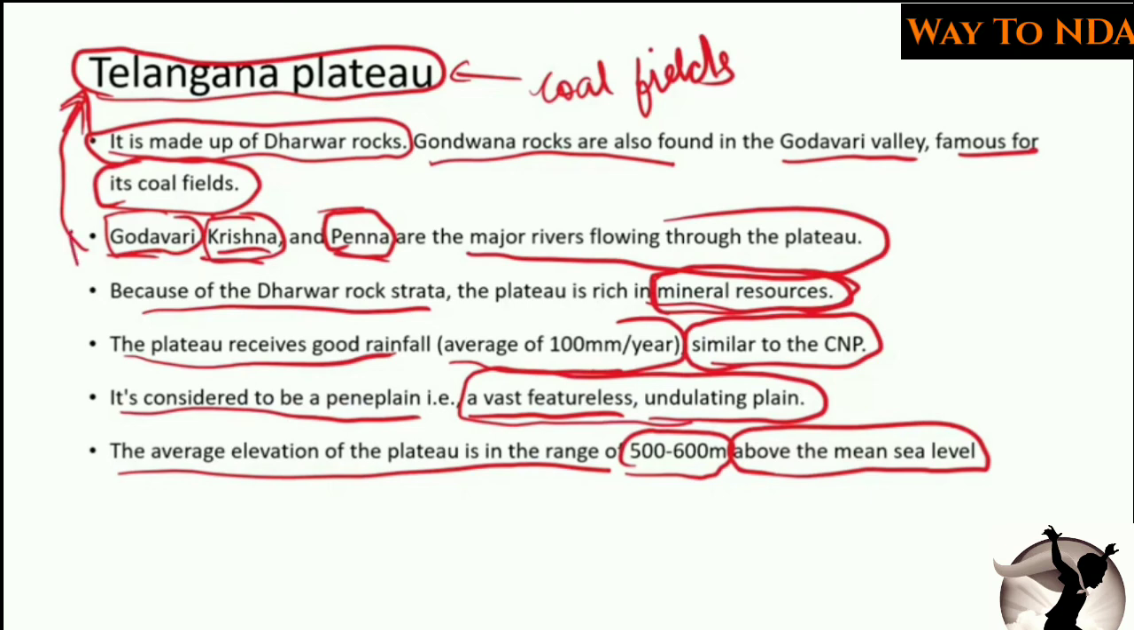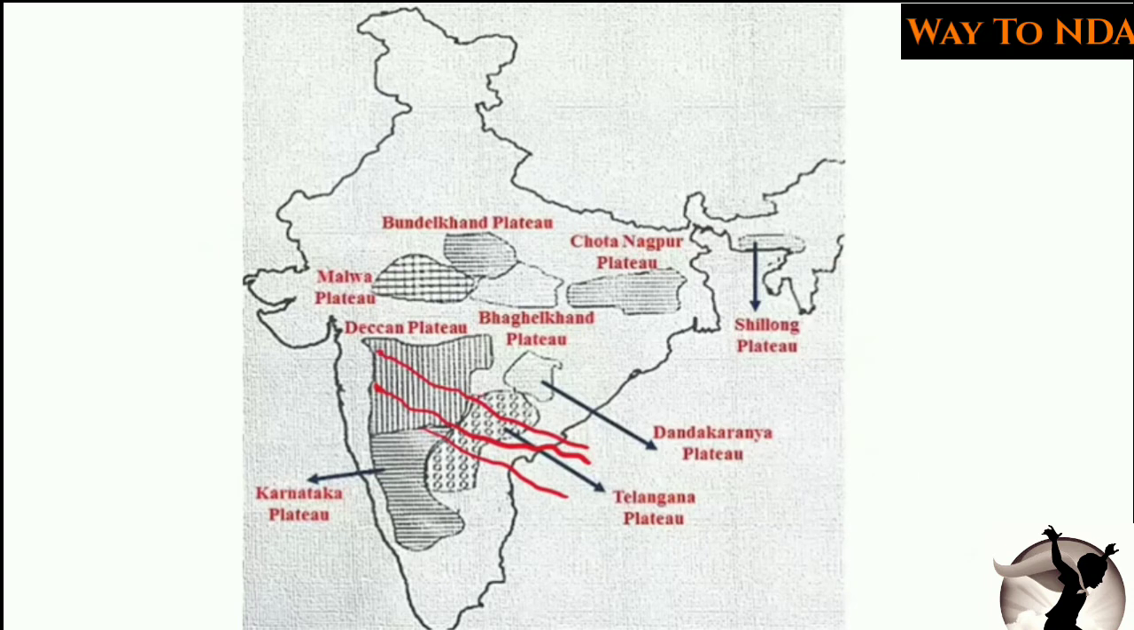So remember, I'm telling you again and again, remember the location of the plateaus, because sometimes you may get a diagram, and the numbers will be given. Here you will find 1, 2, 3, 4, then 5, 6 and 7, and the question will be a match the pair, asking which plateau number 1 represents, which plateau number 2 represents, and so on. This kind of question may be asked because this type of question was asked earlier in the exam. That's why I want to stress on this topic: remember the location of the plateau and which states it is covering.